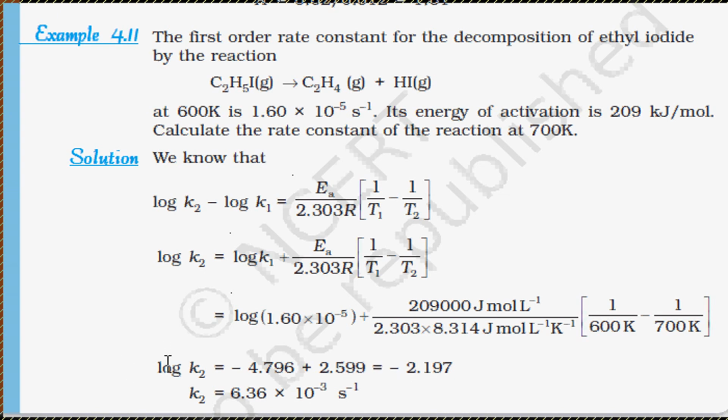Further, taking log to the other side, we have anti-log. We find the anti-log. So K2 is equal to 6.36 into 10 raised to minus 3 per second. Now you know how to find the log and anti-log.